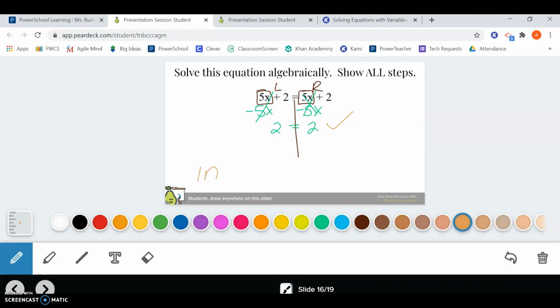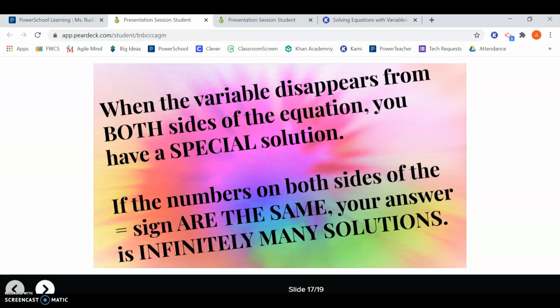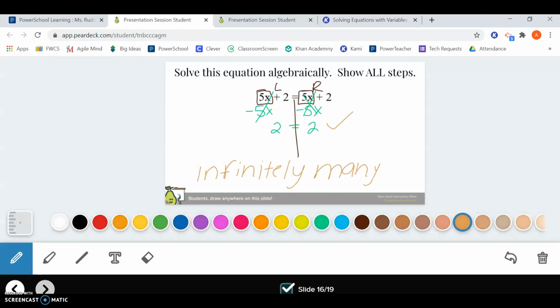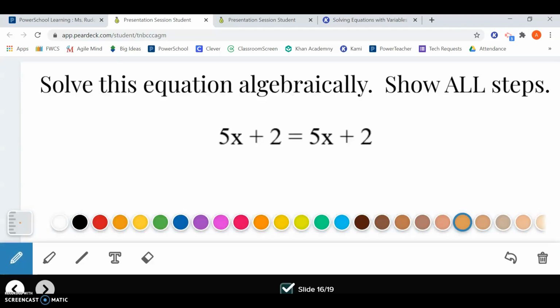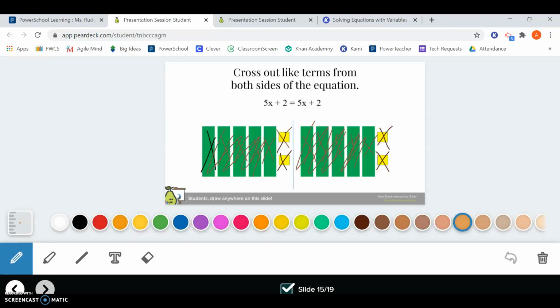This one's called infinitely many, because this time, no matter what number I put in for x, they're all going to work. Alright, and here's a slide describing that. If you get rid of your variables on both sides, like we did here, so they both went away, and I'm just left with numbers, if those numbers are the same, then I have infinitely many solutions, because I can plug whatever number I want, and it's going to come out. Because if you think back to here, we have the same exact thing on both sides.